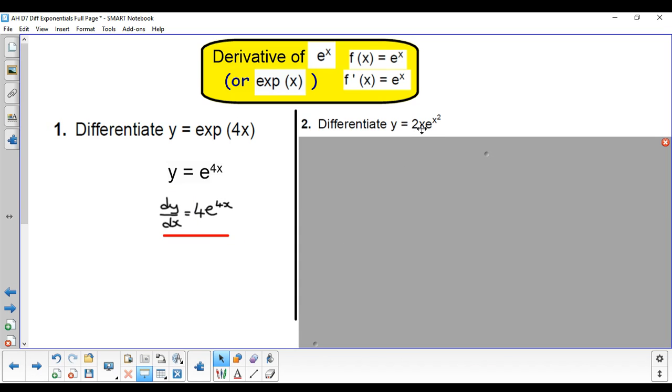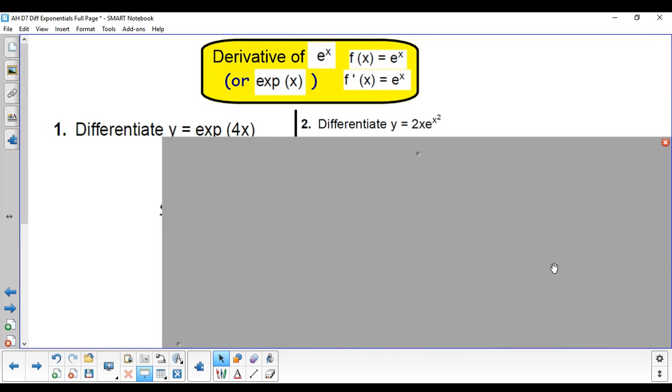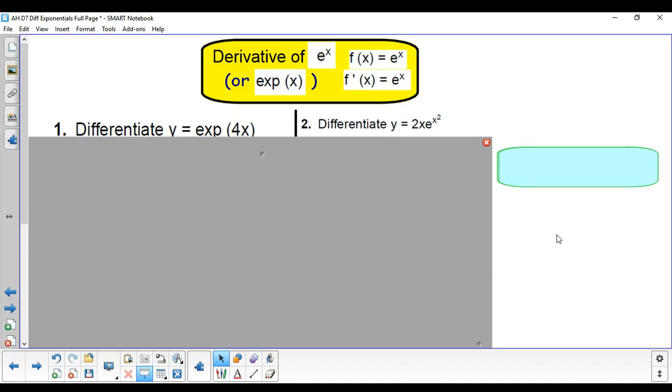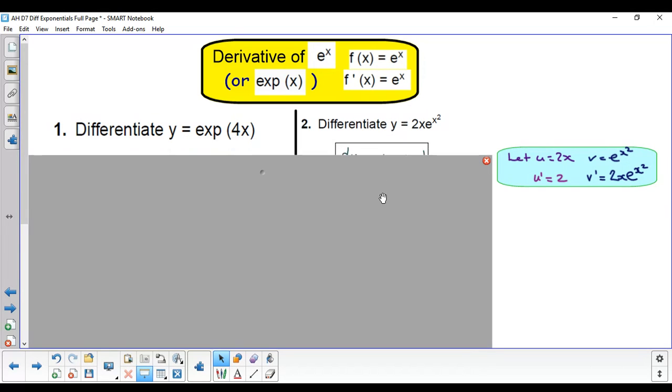Let's go far more complicated, 2x e to the x squared, then u is 2x and v is e to the x squared. So what can we do there? If you have 2x, that will go to the 2, and if you have e to the x squared, then what you'll have is e to the x squared still there. It's always the same, but the 2x comes down as the chain rule. That is u dash v plus uv dash, so 2e to the x squared plus 2x times 2x e to the x squared.